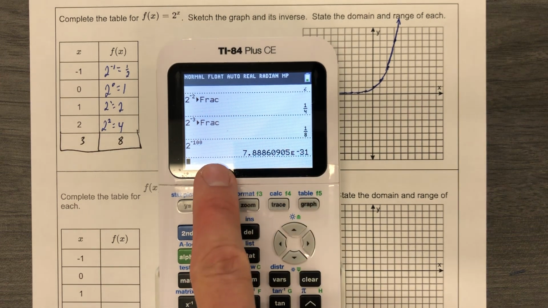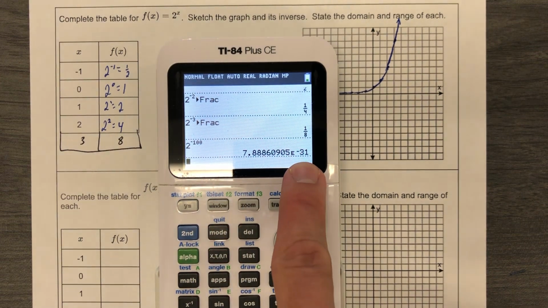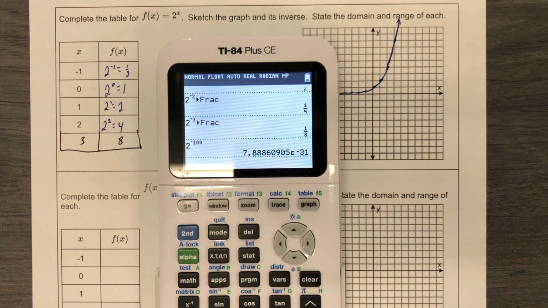That's 0.0000000, a bunch of zeros, and then 7888. That's close to 0, but it is not 0.